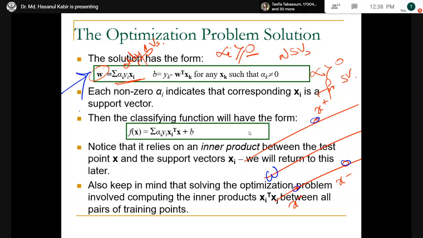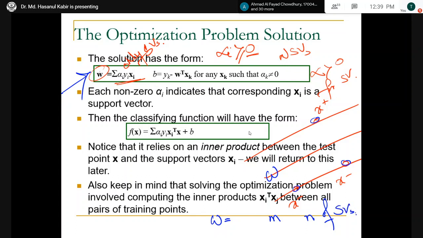So that means, to find the value of W, is it dependent on the number of m samples, or let's say how many? Let's say n number of support vectors. Can I say it like this? Yes, n number of support vectors.